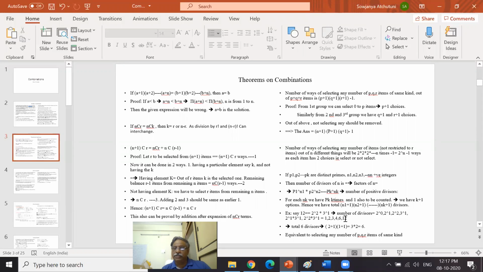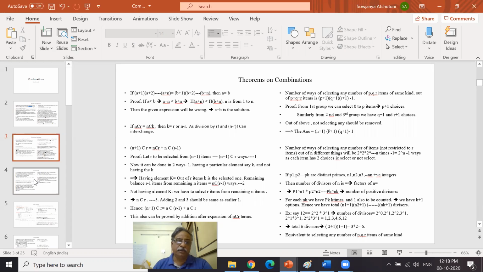So how many divisors does it have? (n1 plus 1) into (n2 plus 1) into (n3 plus 1) up to (nk plus 1). That many divisors it has. If you are asked how many divisors, this is the type of problem. These are all part of combinations. How many combinations can I select? I can select 2 one time, 2 two times, 3 one time, 3 zero times, and 2 two times one time. So this is basically a combination concept.